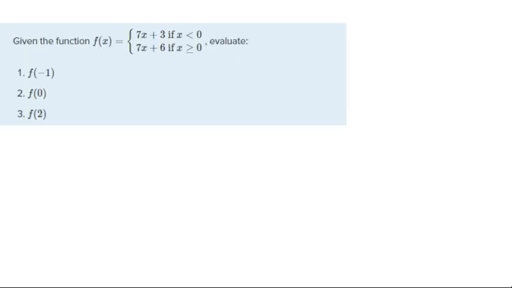Let's take another example. Given the function f of x equals 7x plus 3 if x is negative, less than 0, and 7x plus 6 if x is a positive number. So find f of minus 1.